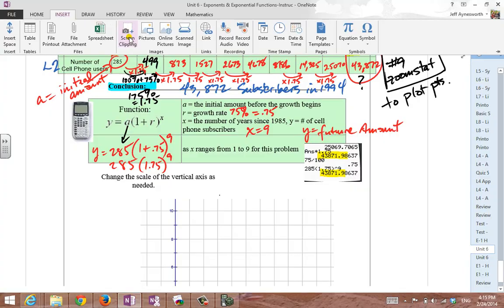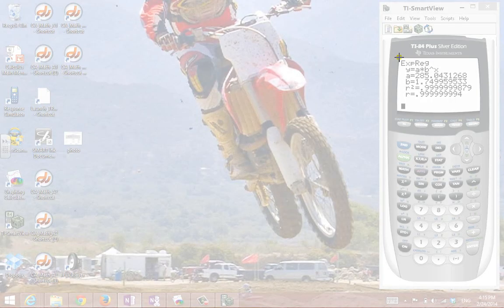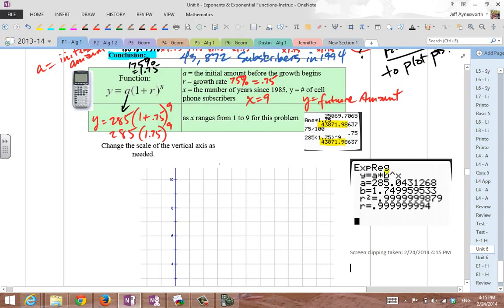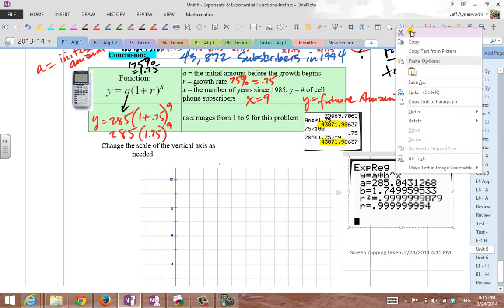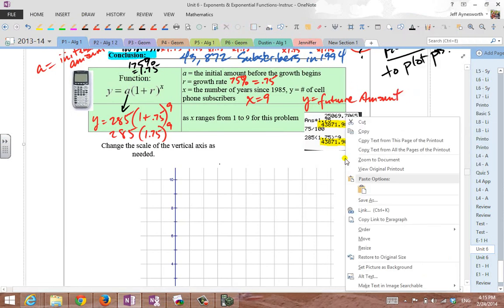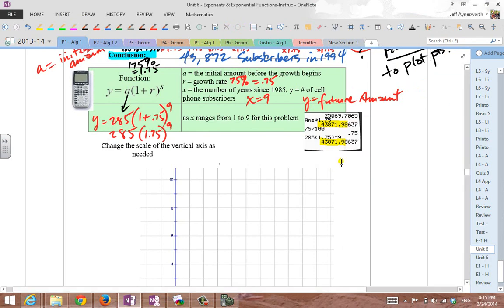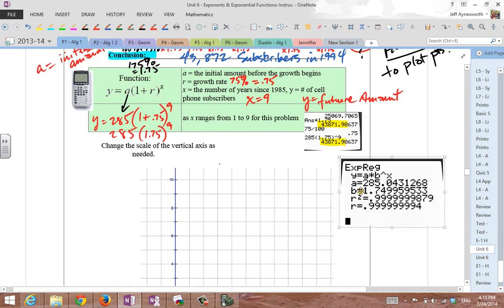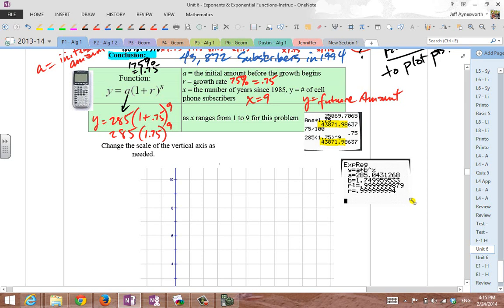Clip that in. Sorry, it took me a while to get because I haven't done this in a while, but I got it. All right, so let me paste this right in here so you can see it a little bit better. There we go. All right, so this is my function here.